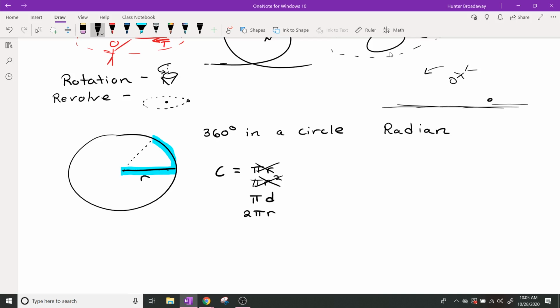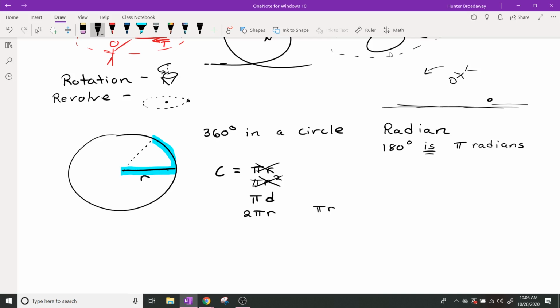All right. So we know that it's pi times the diameter or 2 pi times the radius. That means, what would half of a circumference be? If I take half of this circumference, that would be just pi r, right? It would be half of the circle. Well, isn't that 180 degrees? So we're going to come up with this fundamental fact that 180 degrees is pi radians.